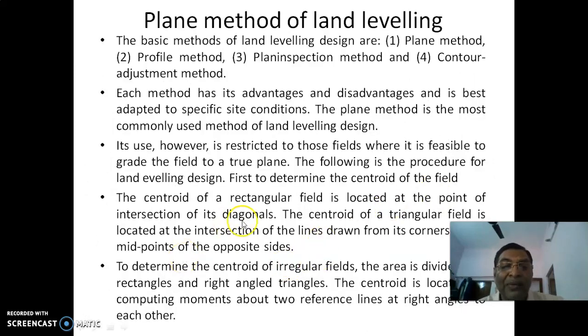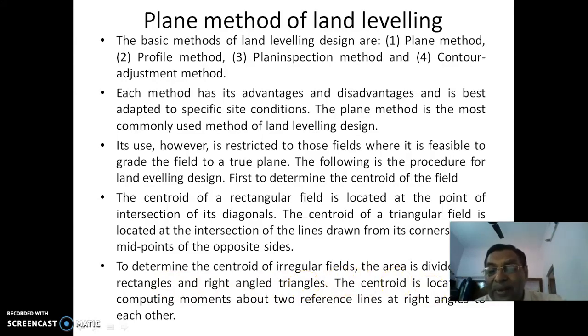The centroid of a rectangular field is located at the point of intersection of its diagonals. The centroid of a triangular field is located at the intersection of the lines drawn from its corners to the midpoints of the opposite sides. That is fine for regular shapes. Now we are discussing how to find the centroid of an irregular field. For an irregular field, the area is first of all divided into rectangles and right-angled triangles. This is the one thing we must do.